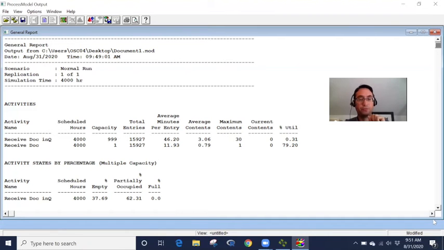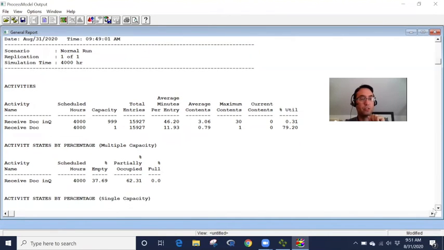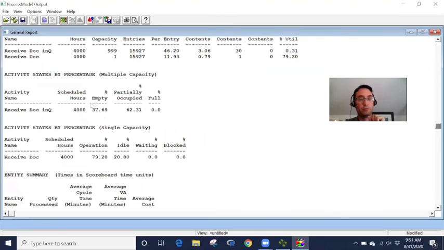Here it gives you also, this is just for the in queue step. So it was empty about 40% of the time. You have it here. And here is the receive doc process, which ran for 4,000 hours, and it was used 80% of the time. So remember that we talked about, okay, was that going to be a waiting line or not, right? Because you have one product arriving every 15 minutes and the process working every 12 minutes.